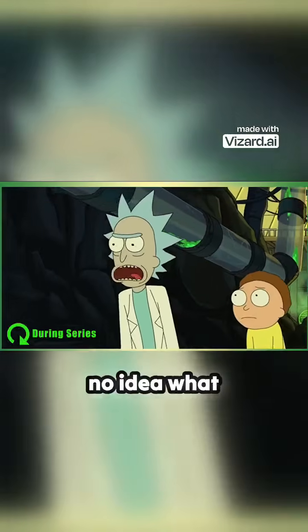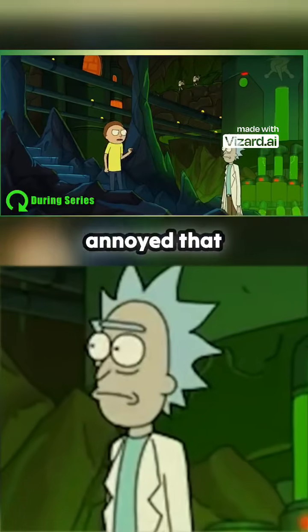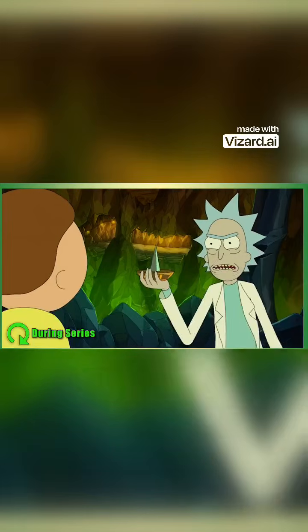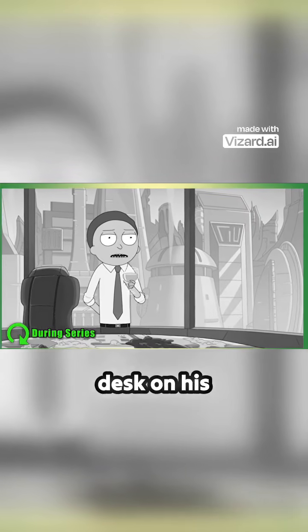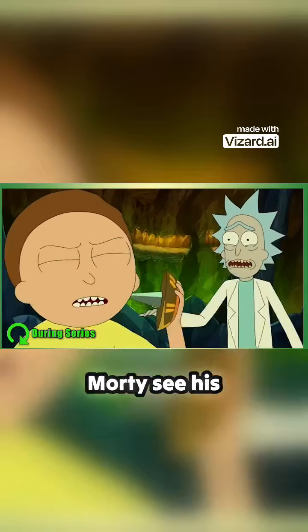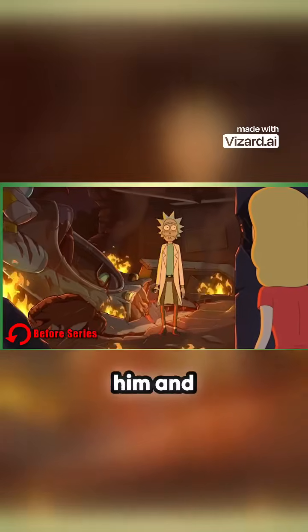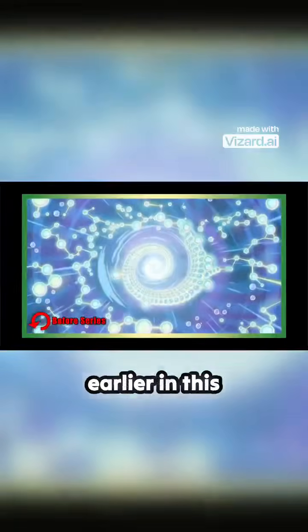And Morty still has no idea what that means because Rick hasn't explained. So he gets annoyed that Rick isn't giving him any straight answers, which causes Rick to decide, screw it. And by using the brain scan device he stole from Evil Morty's desk on his way out of his office, he lets Morty see his entire backstory of the time before he began living with him and essentially adopted him as a grandson, which is the same scene I mentioned earlier in this video.